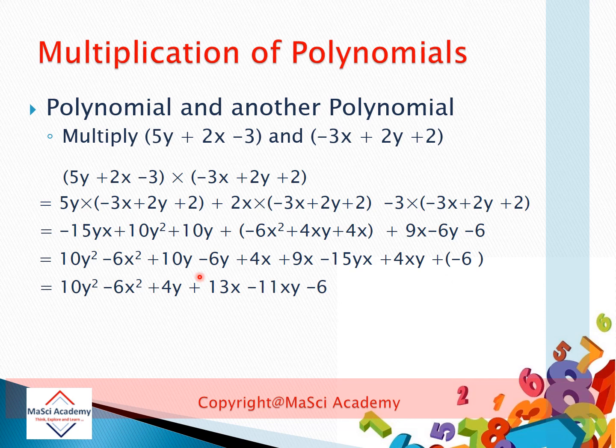Now we combine together all the like terms. 10y square remains 10y square. Minus 6x square remains minus 6x square. 10y minus 6y becomes 4y. 4x plus 9x becomes plus 13x. Minus 15yx and 4xy becomes minus 11xy, and minus 6 remains as it is. So this is the final product that we get after multiplying the two given polynomials.